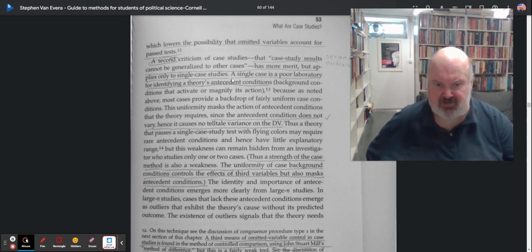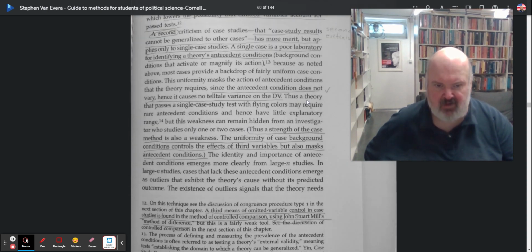He says a single case is a poor laboratory for identifying a theory's antecedent conditions, background conditions that activate and magnify its action, because, as noted above, most cases provide a backdrop of fairly uniform conditions. This uniformity masks the action of antecedent conditions that the theory requires, since the antecedent condition does not vary, hence it causes no telltale variance on the dependent variable. Thus, a theory that passes a single case study test with flying colors may require rare antecedent conditions and hence have little explanatory range, right?